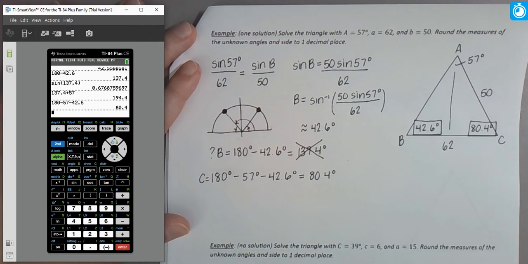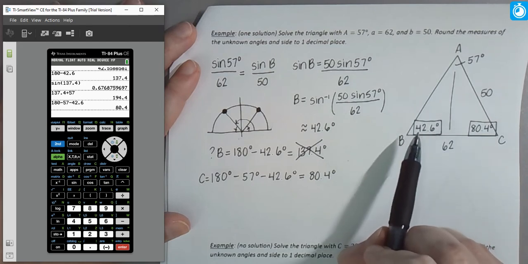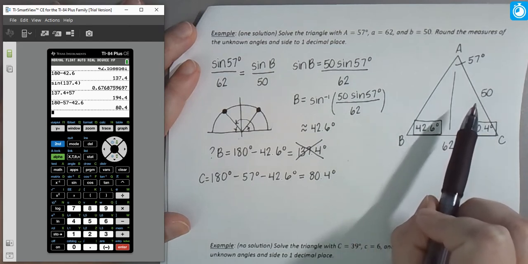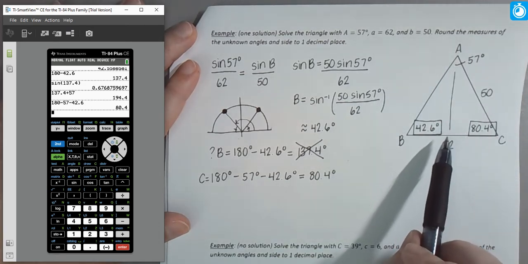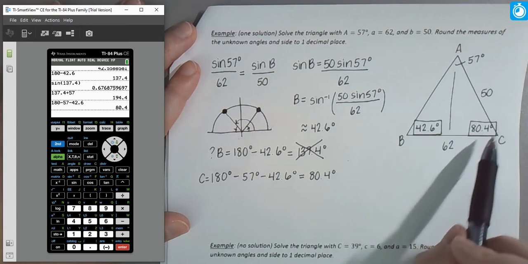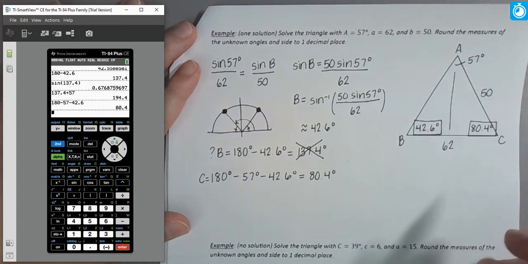So based on that, what do we know about the side lengths? Well, the smallest angle is 42.6 degrees, angle B, so it's going to be opposite the smallest side. Angle A is bigger, so its opposite side is also bigger. Angle C is the largest angle, so that means side C should be the largest side.